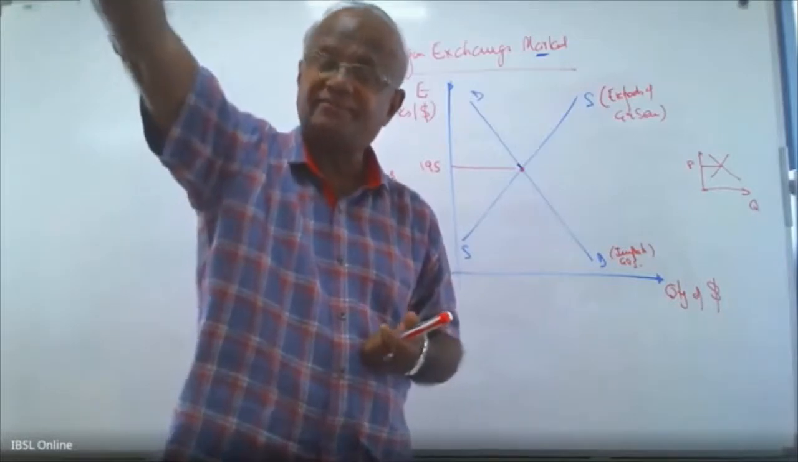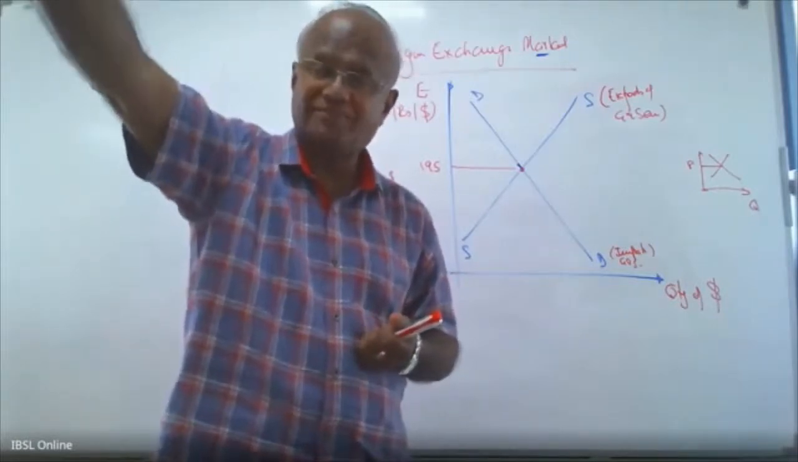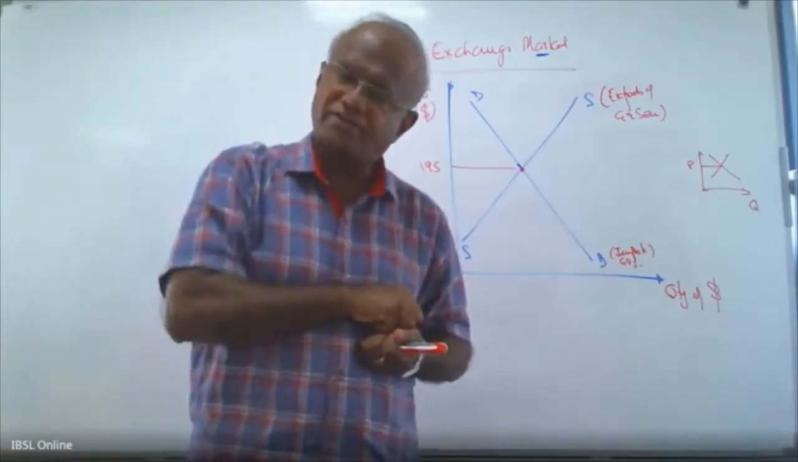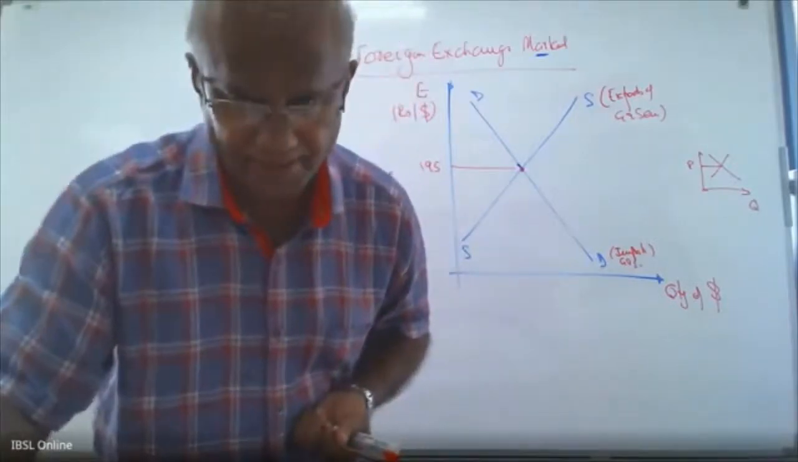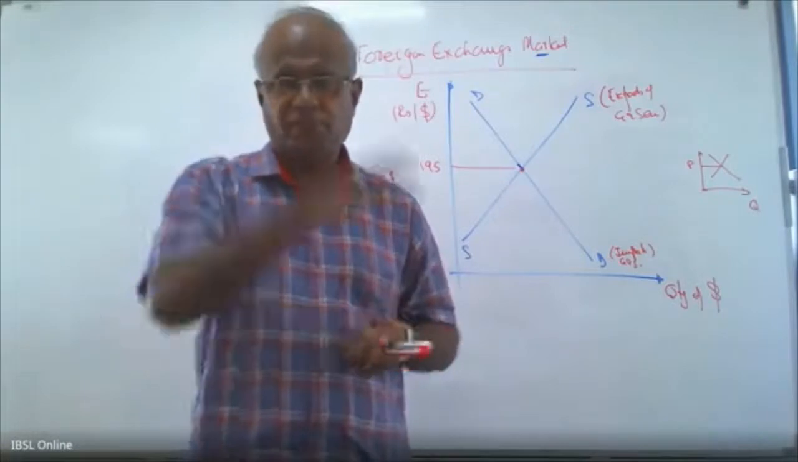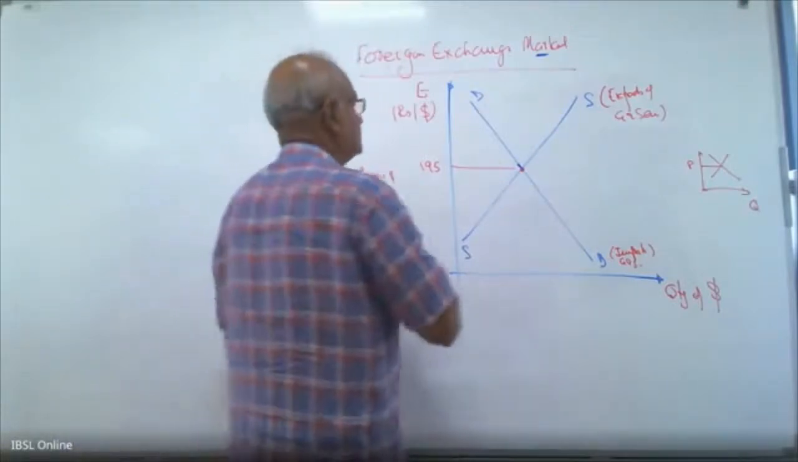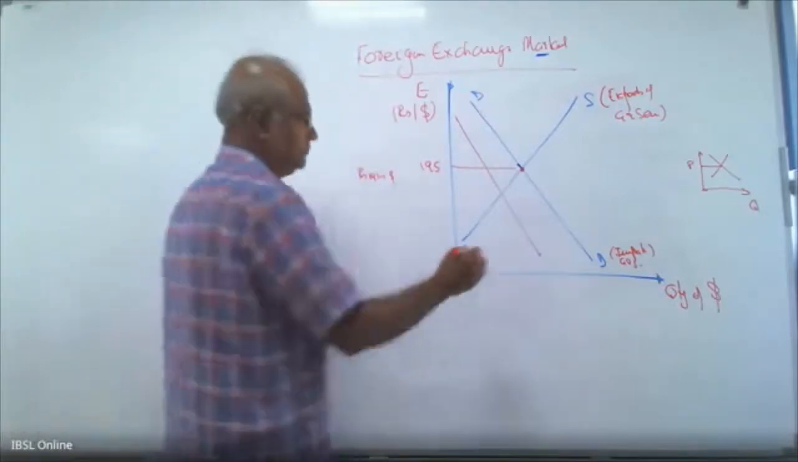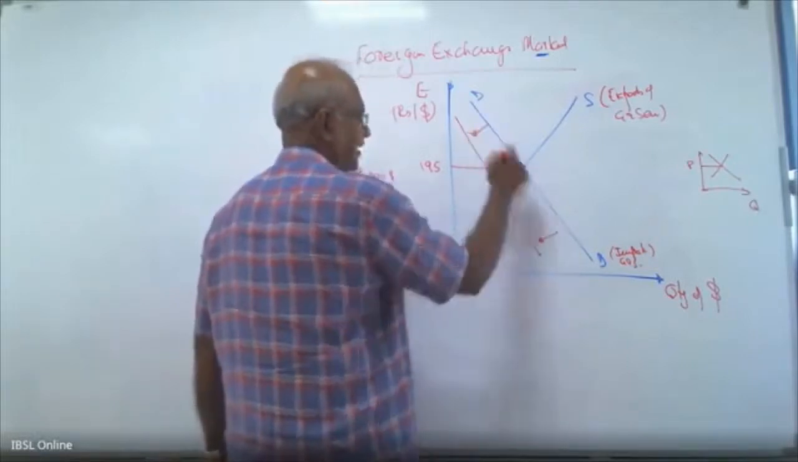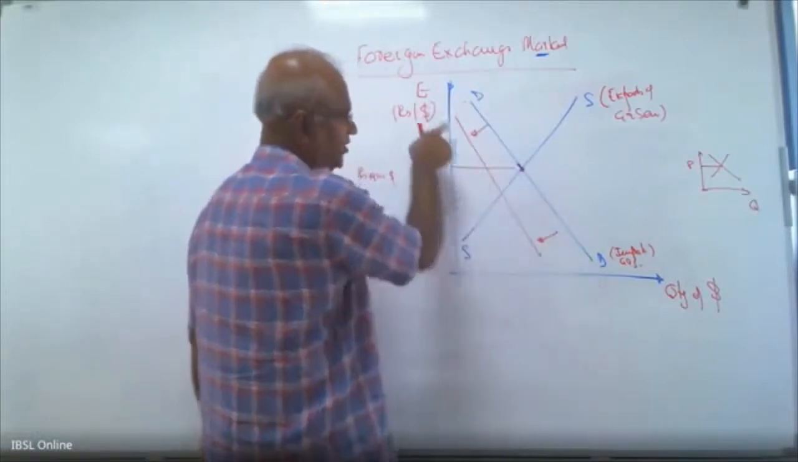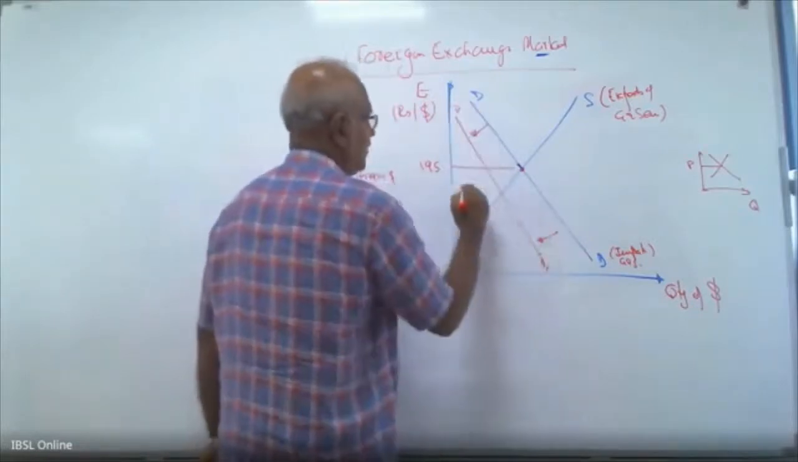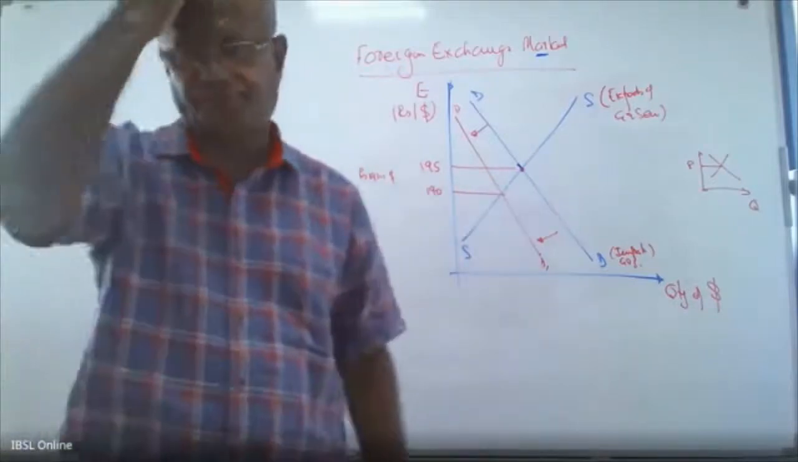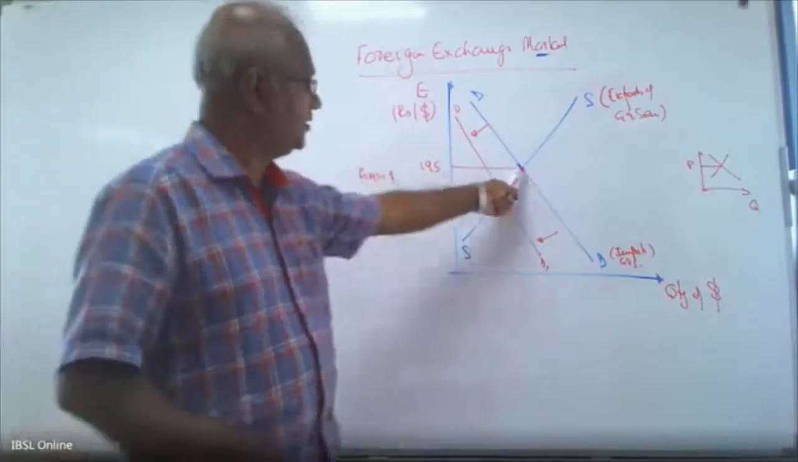Will banning non-essential imports, such as vehicle imports, affect the demand side of the foreign exchange market or the supply side? Definitely demand. Demand will go down. The demand curve shifts down, from D to D1. Now what will happen? The exchange rate decreases to 190 rupees per dollar. This is the policy.